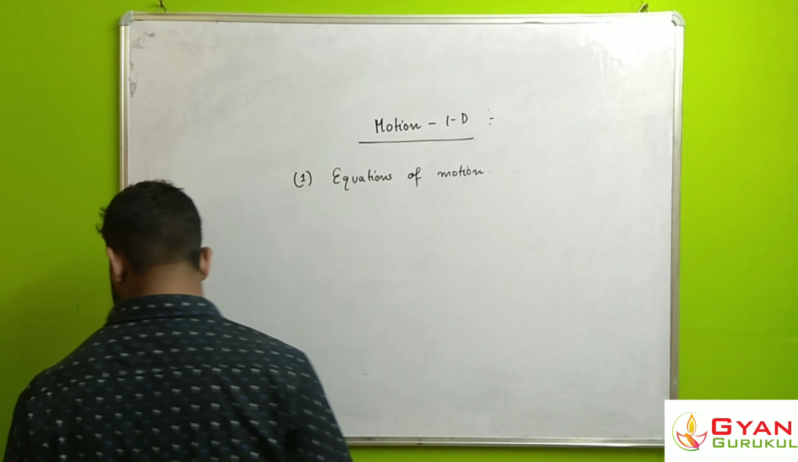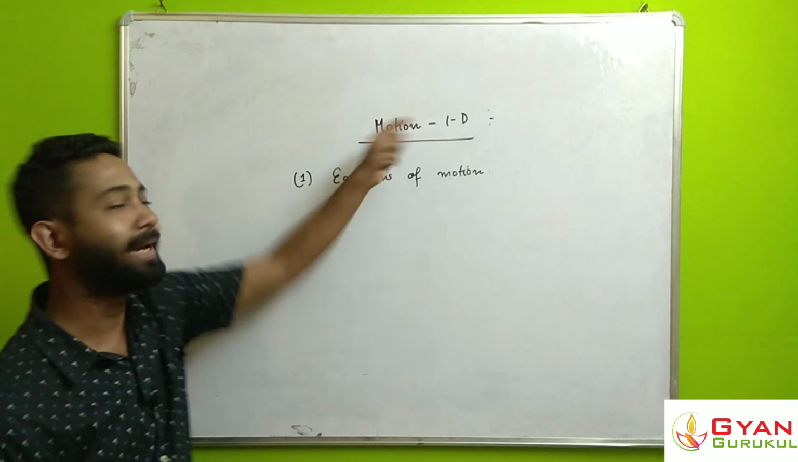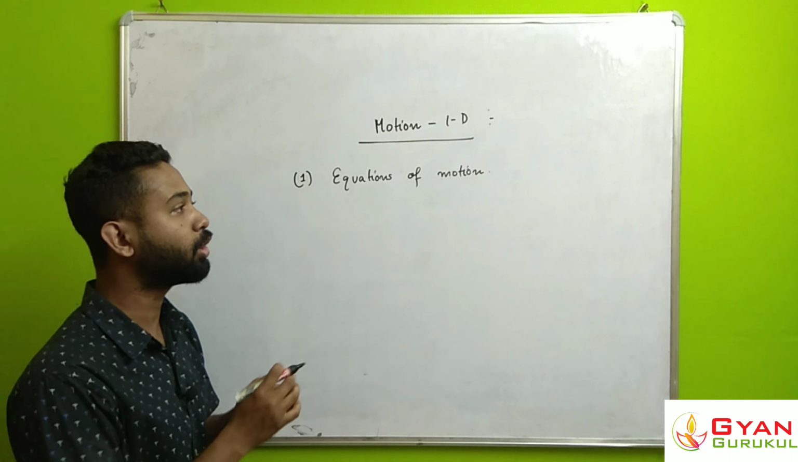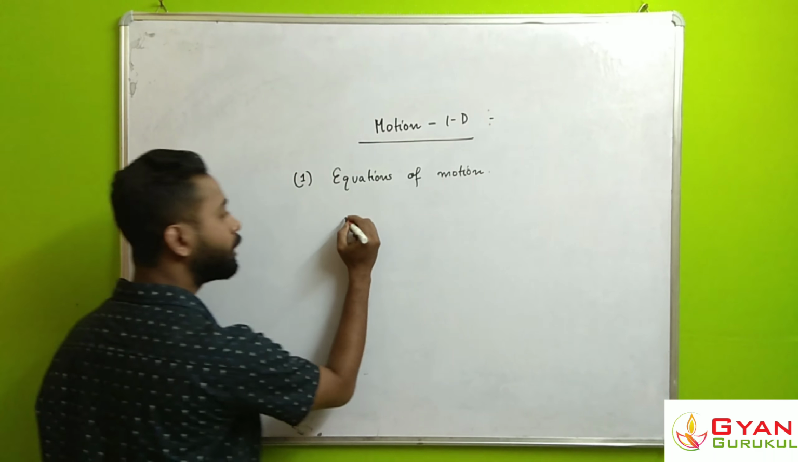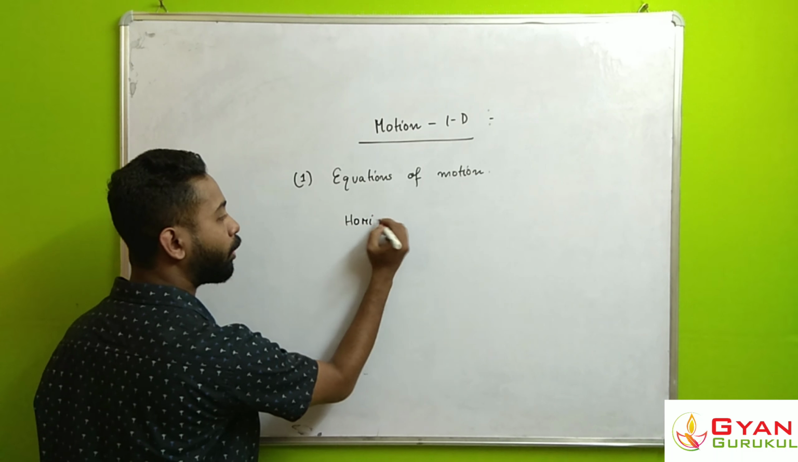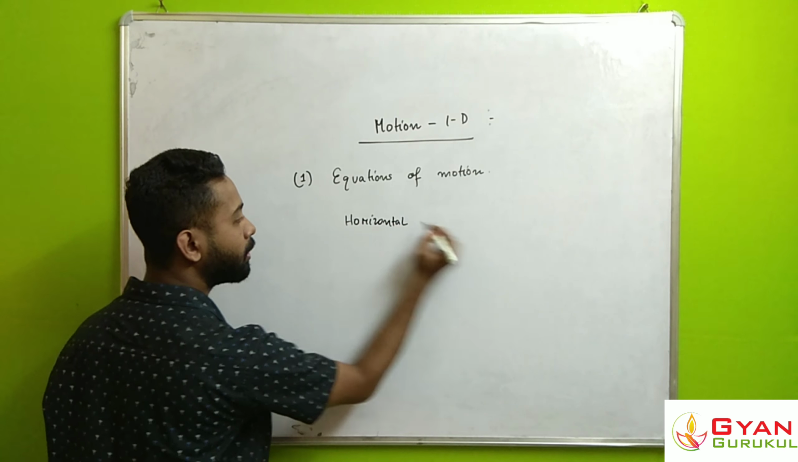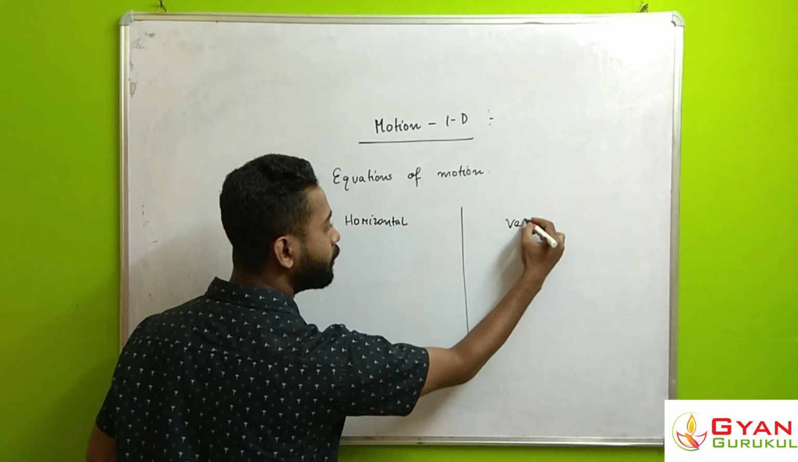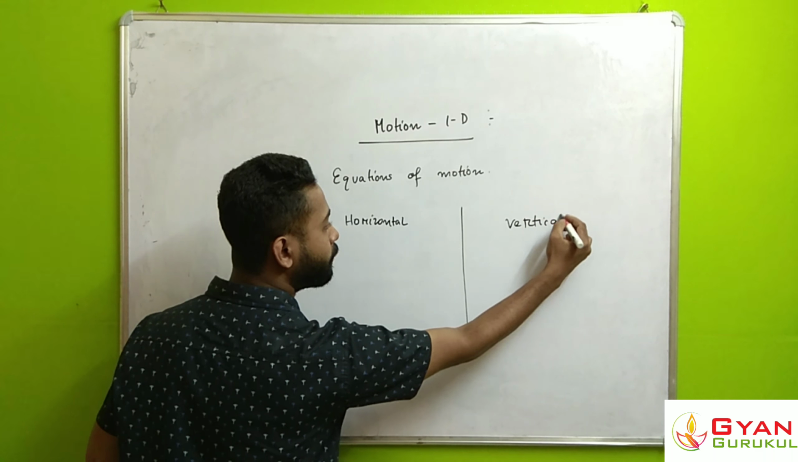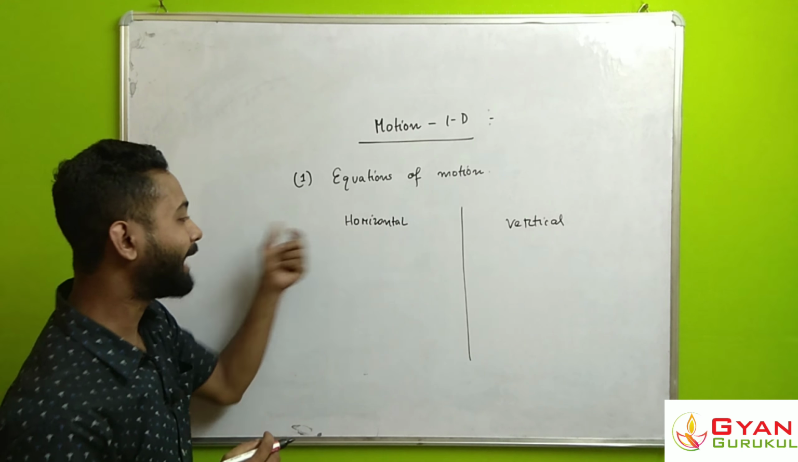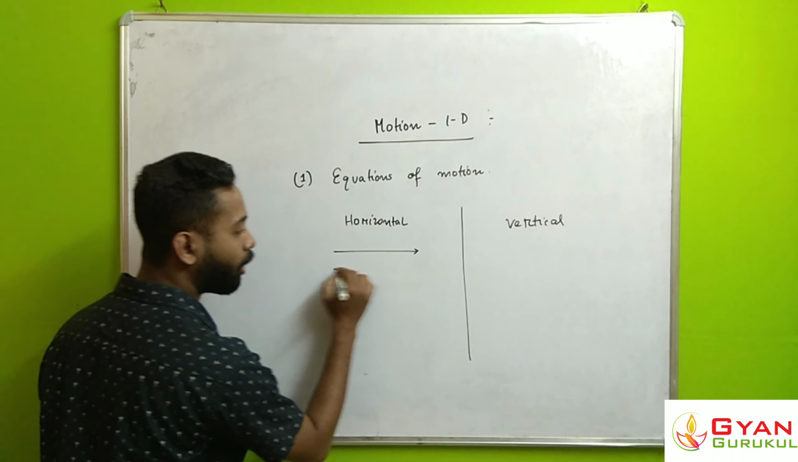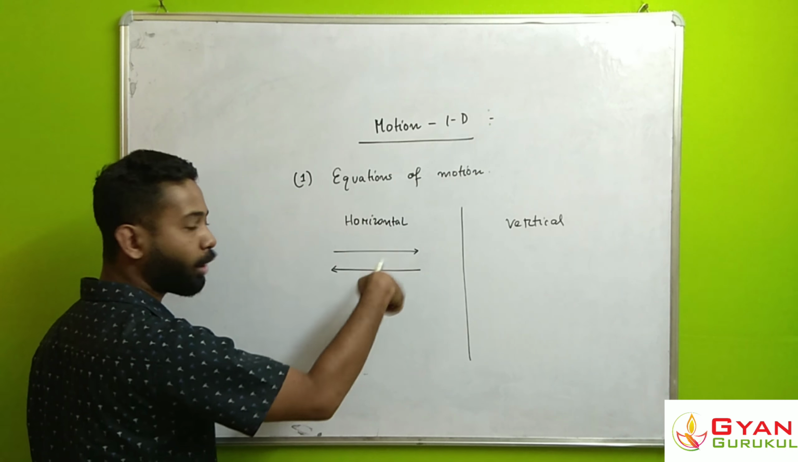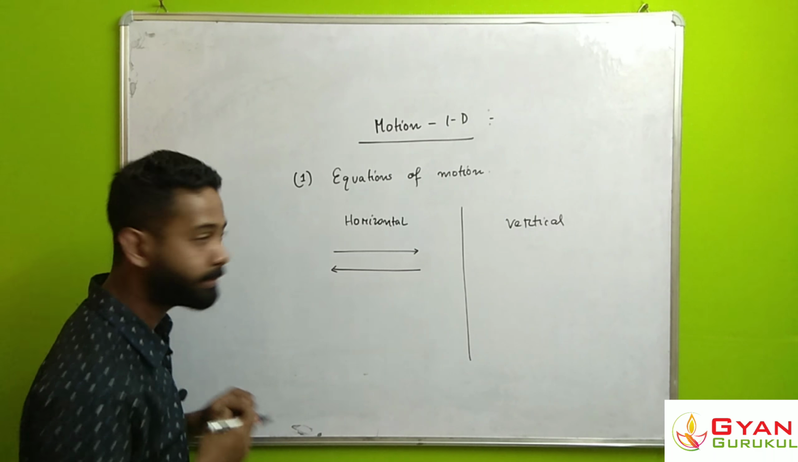Now first of all, when I'm talking about 1D motion, different kinds of motion can be included. So 1D motion can either be horizontal motion or vertical motion. Horizontal motion can either be towards your right side or towards your left side, that is on the horizontal axis or the x axis you can say.